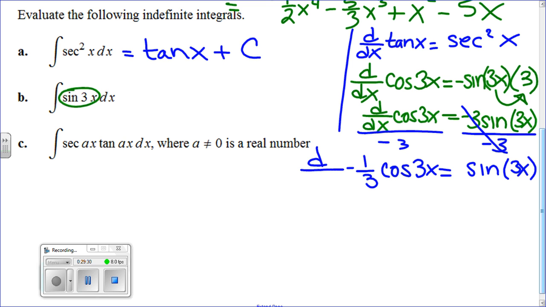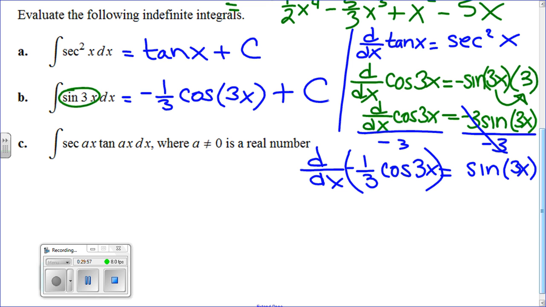And that is the dx of that. Now, we don't want... So the answer is negative 1/3 cosine of 3x plus c.